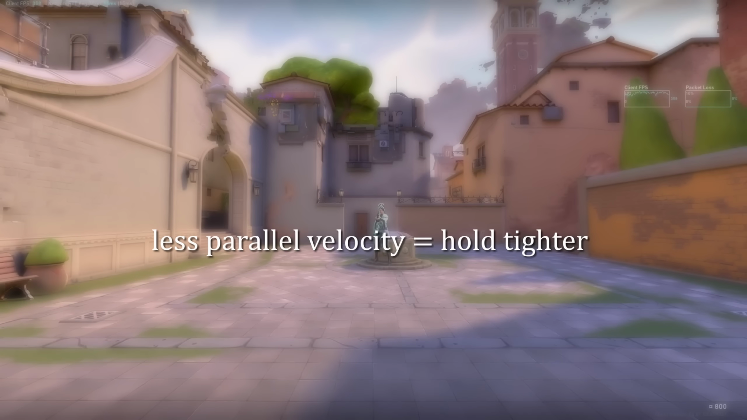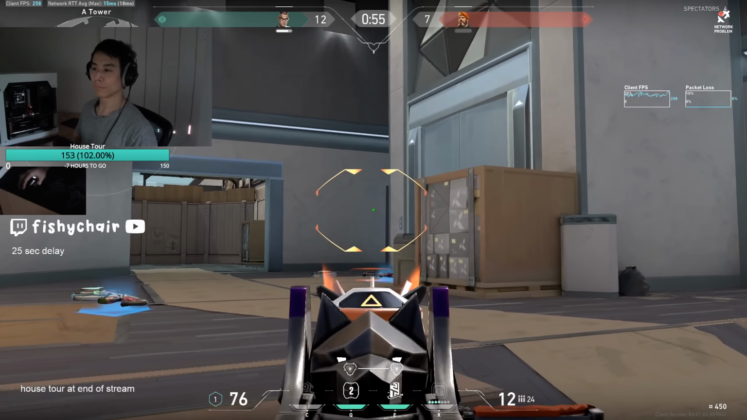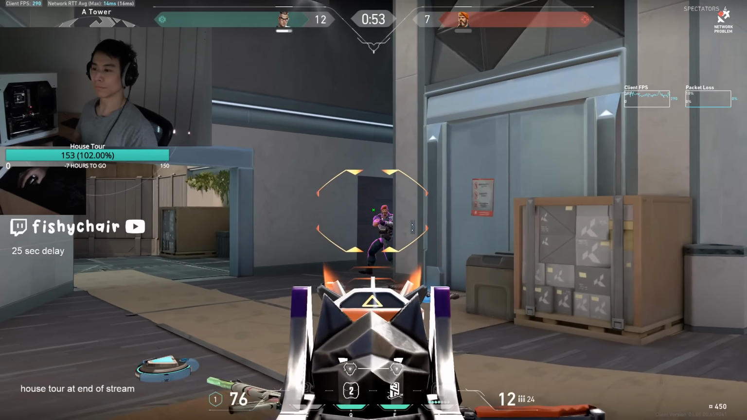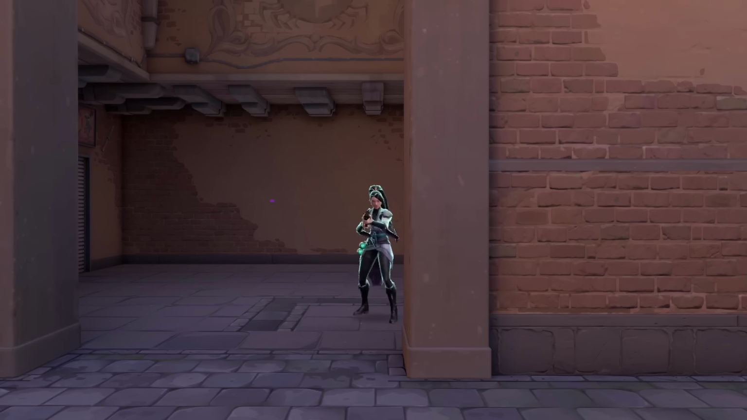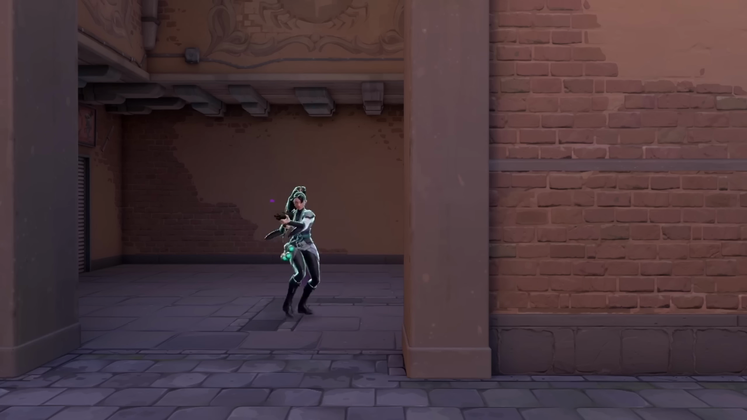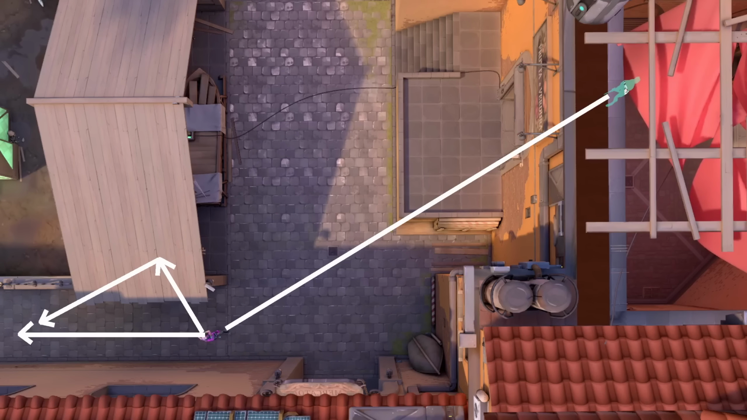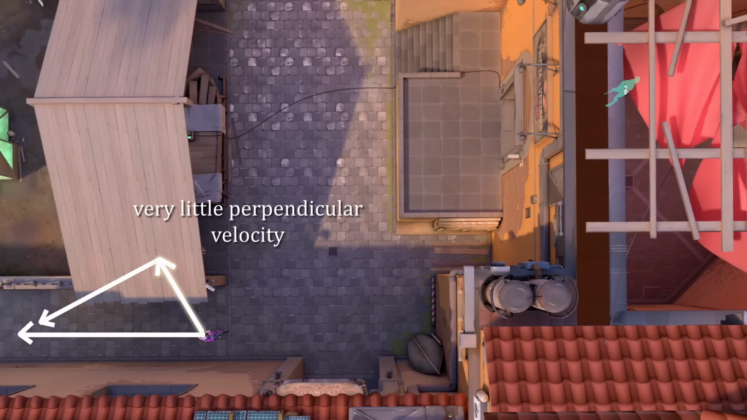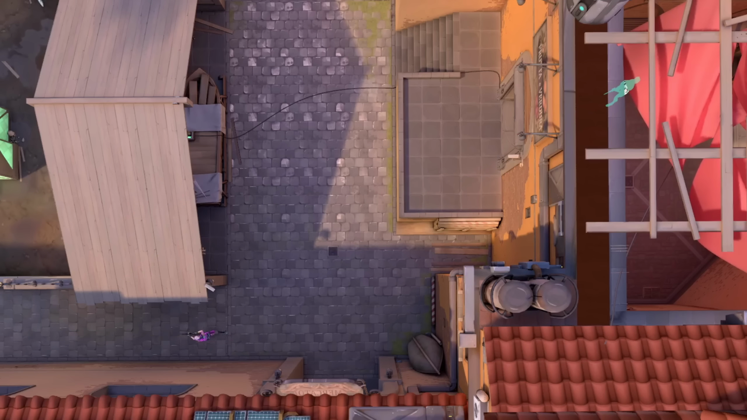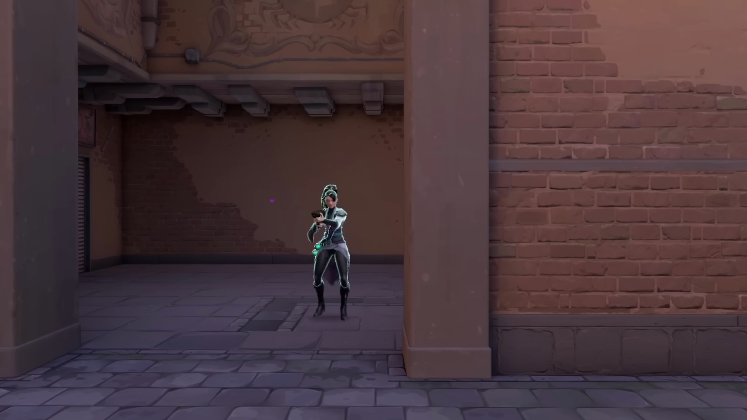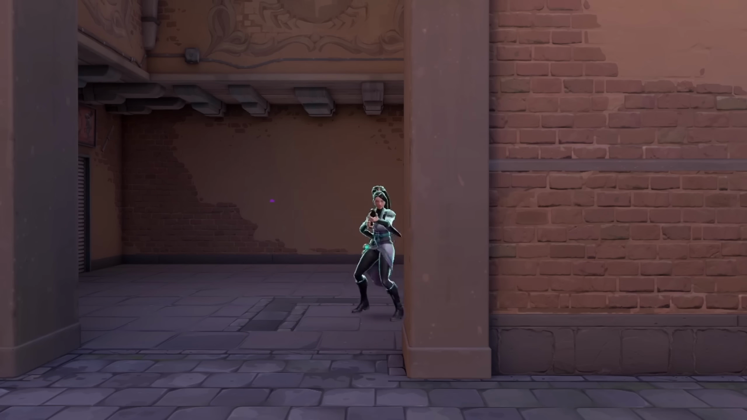This is very useful for calculating crosshair placement when holding off angles. It's worth noting that if they're moving with a lot of parallel velocity, there can be a lot of variance since they can stop at many different points. For example, if you're holding speedway from market, there isn't much parallel velocity when they cross the screen, so you can hold a tighter angle. However, if you're holding B main from stairs, they will peek you with maximum parallel velocity, which can be dangerous since there is a lot of variance for where they can stop.